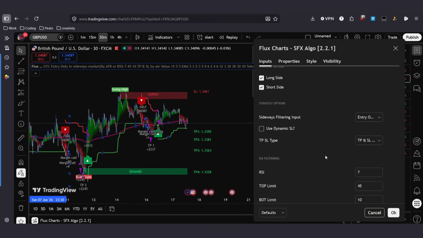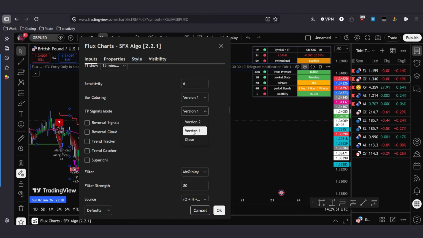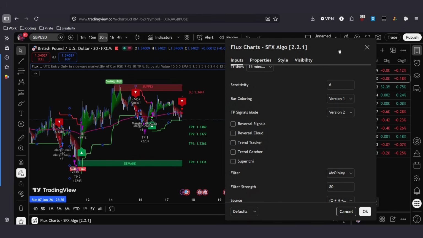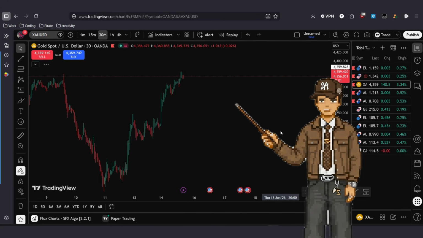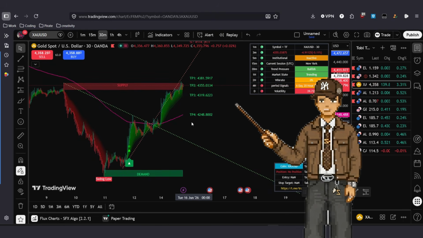Now, exits. This is where the strategy either becomes respectable or becomes another entry-only ego booster. Flux Algo offers two take profit and stop loss styles. One is percentage-based, the other is ATR-based. I prefer ATR-based most of the time because it adapts to volatility. In quiet conditions, the targets are smaller. In wild conditions, they expand. That makes sense because expecting the same fixed target when volatility changes is how you end up taking profits too early in trends and too late in chop.